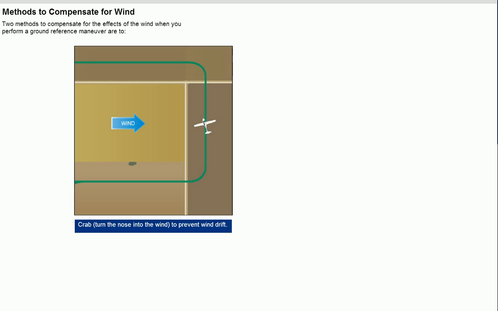If you see that the wind is causing you to drift downwind from your intended course, turn the nose into the wind a little. If you're crabbing too much and drifting upwind, fly with less of a crab angle.